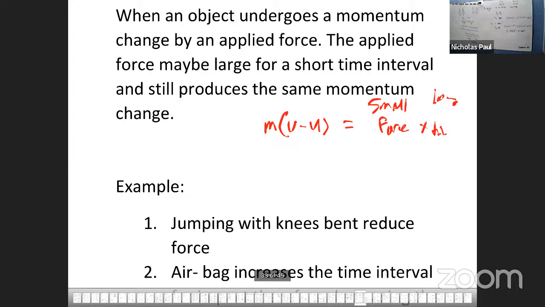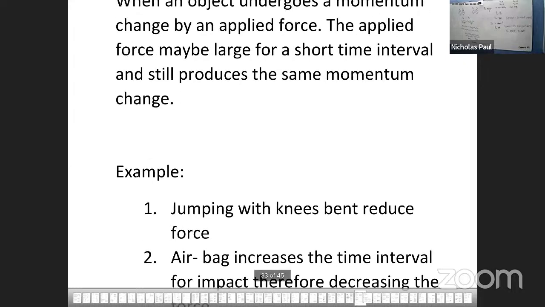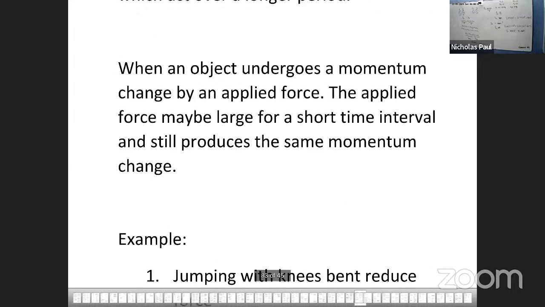Darian, explain number 2. Airbag. How does the airbag help during a collision? What does the airbag do? Tell me, how does the airbag help during a collision? In terms of impulse, I'm talking about.